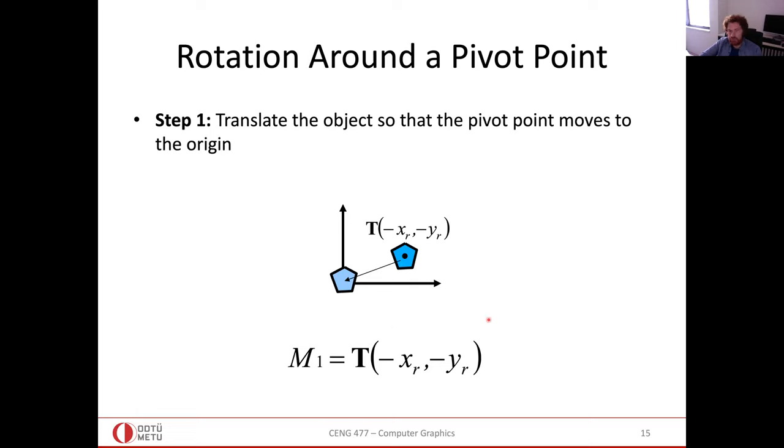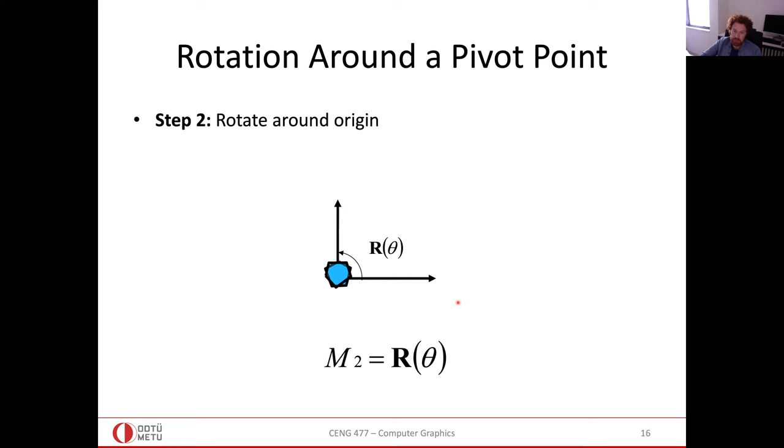Now let's see the matrices explicitly. First, M1 is the movement. By the way, this is XR and YR, right? These are positive coefficients in my X and Y axis. However, I use minus xr to cancel that positive xr and bring me to zero, and minus yr. So the minus version is used in the translation. Then you are in a configuration where your rotation point is at the 0, 0 origin, and the other points are somewhere else, but I don't care because all I care about is the pivot point.